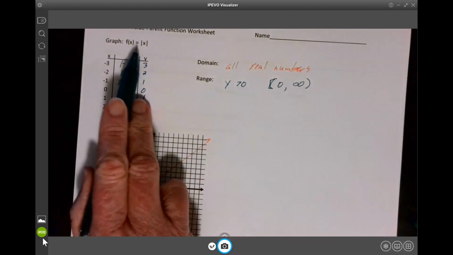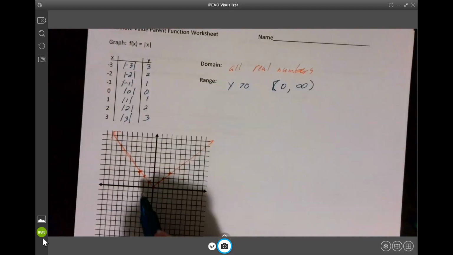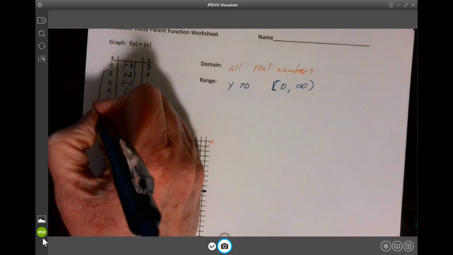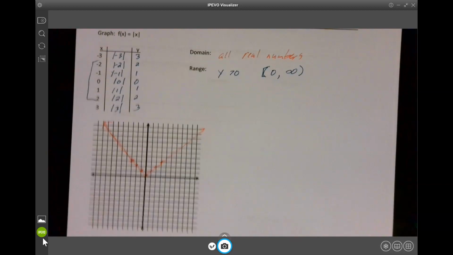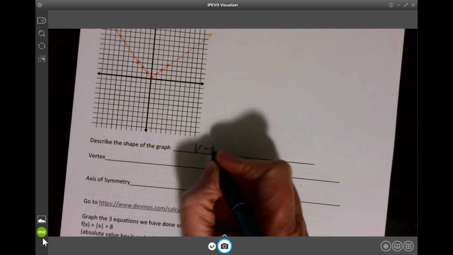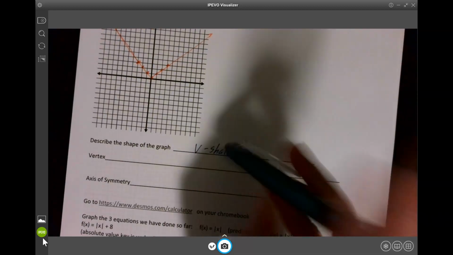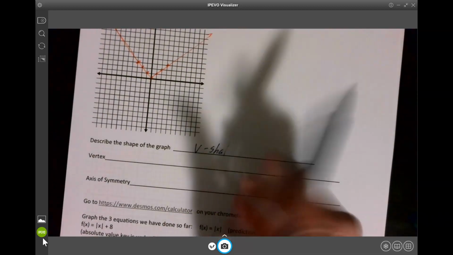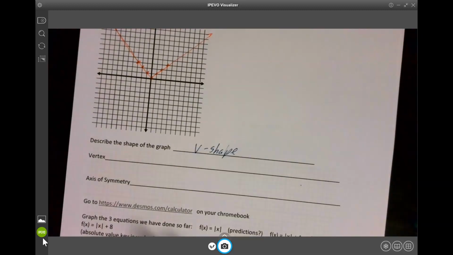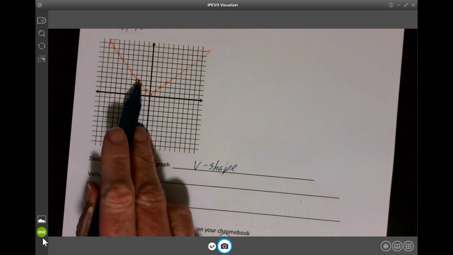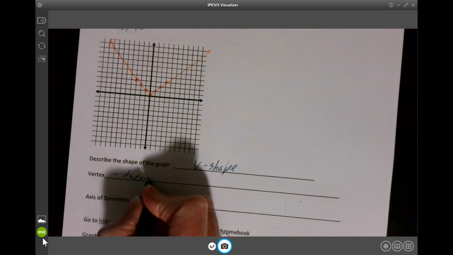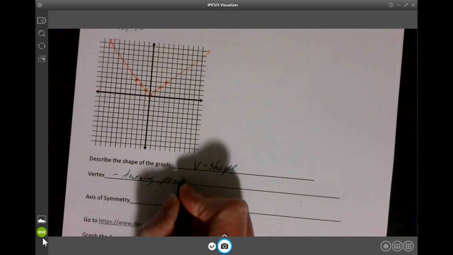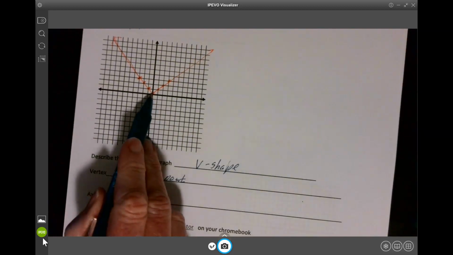But this is the parent function. And usually we concentrate on basically these 5 points here when we're talking about a parent function. A lot of times that will tell us everything we know. Okay, so describe the shape of this. It's a V shape, which is really helpful because then we know that an absolute value is a V shape. What is the vertex? Well, the vertex is kind of like a turning point. Where does the graph start going the other way? So it's a turning point. So this is going to be my vertex.